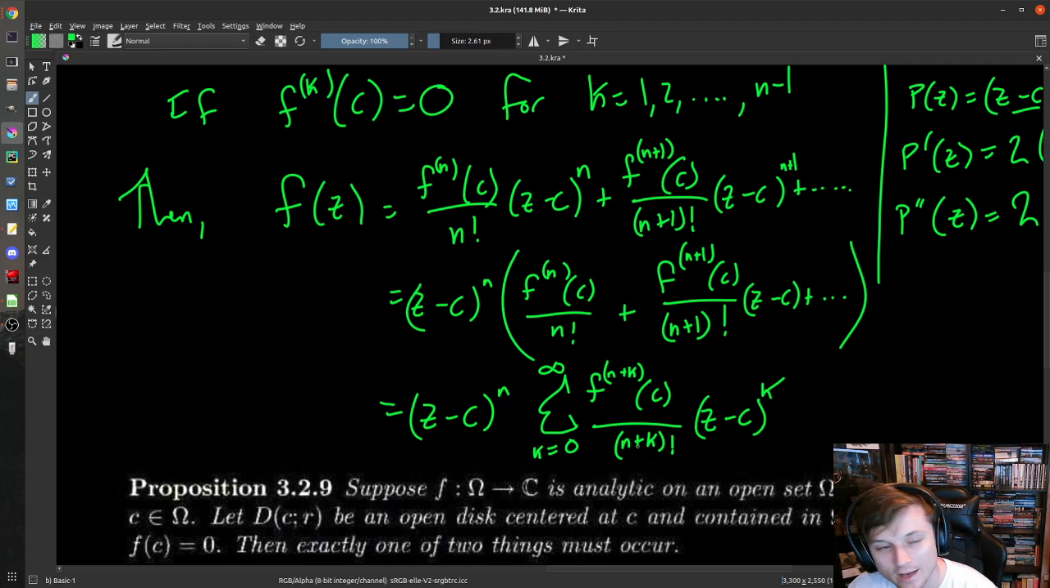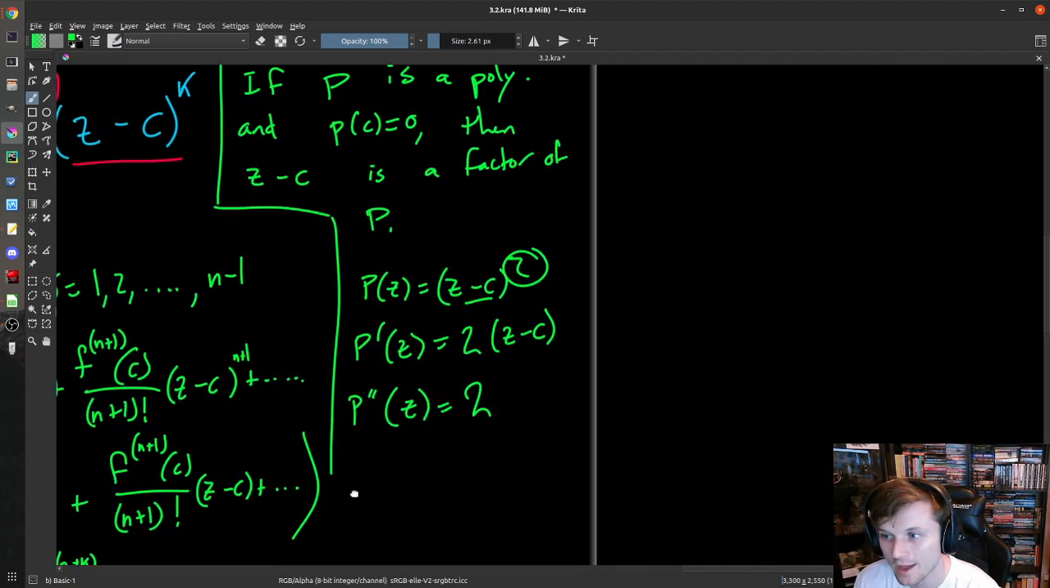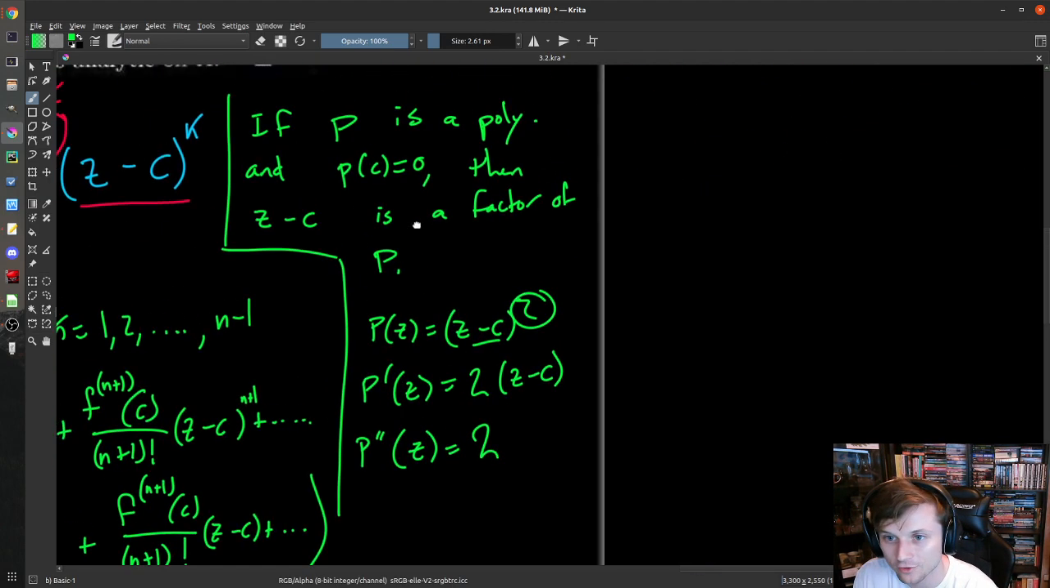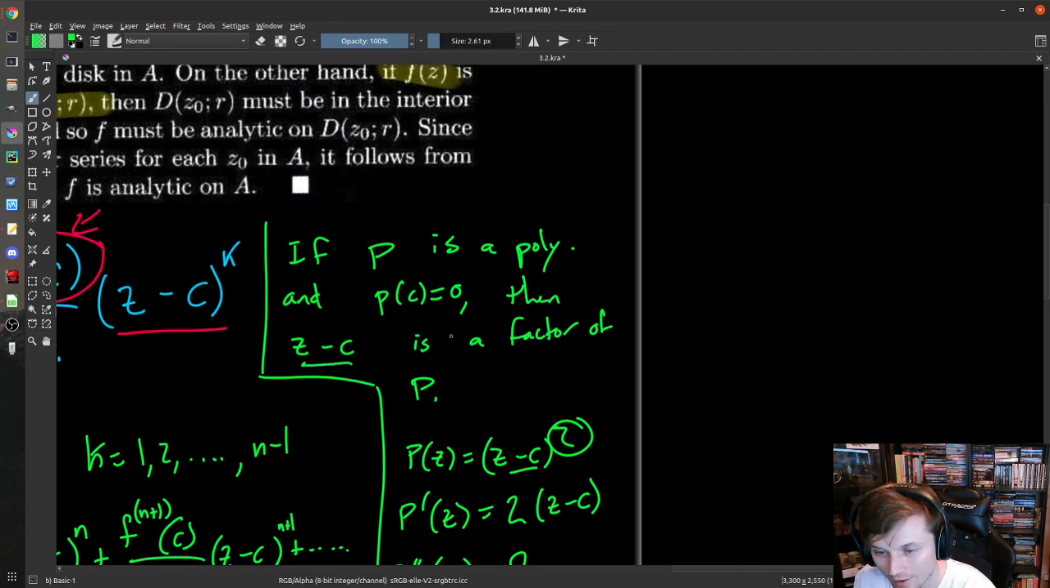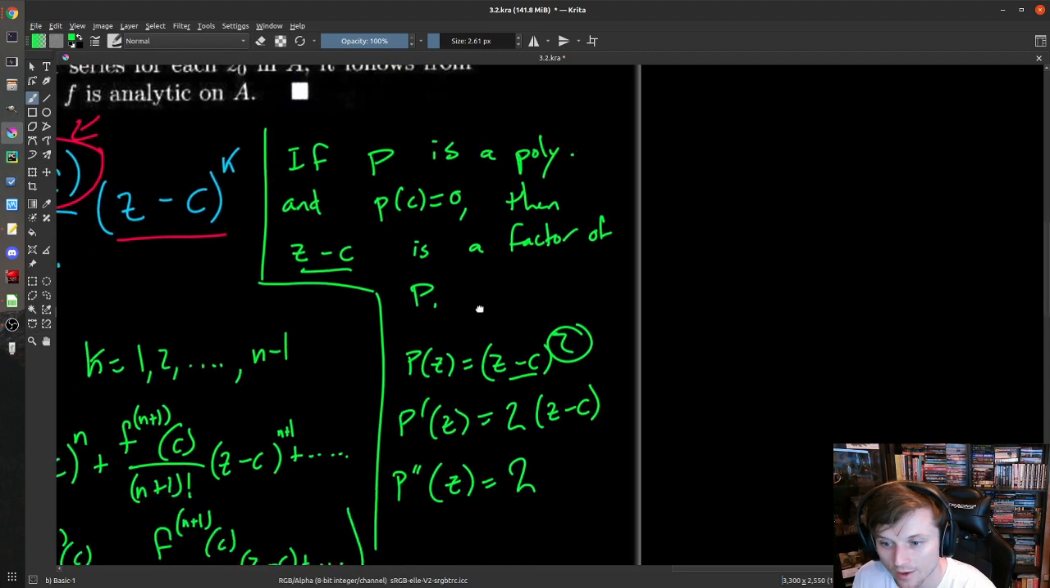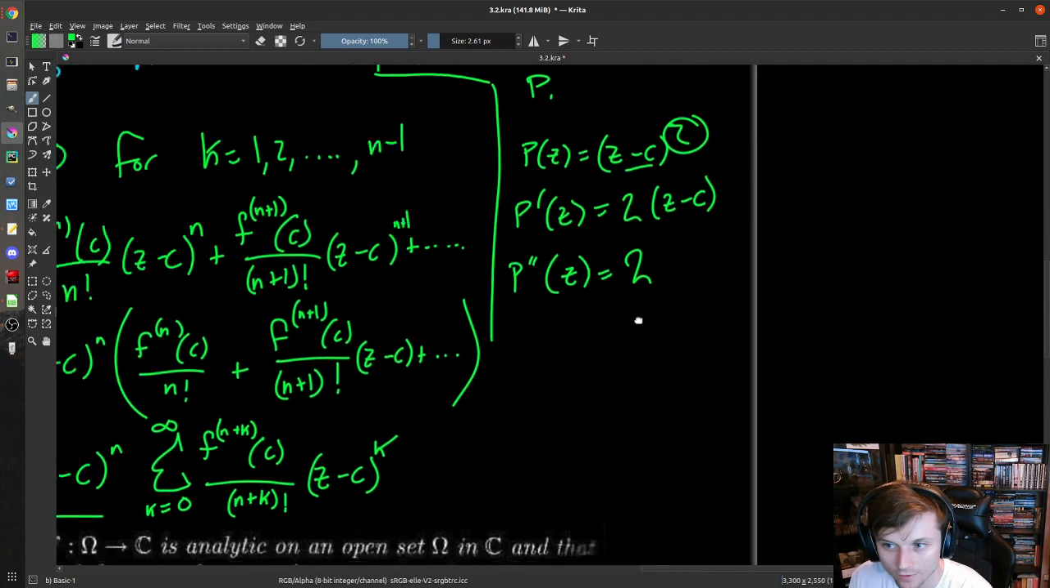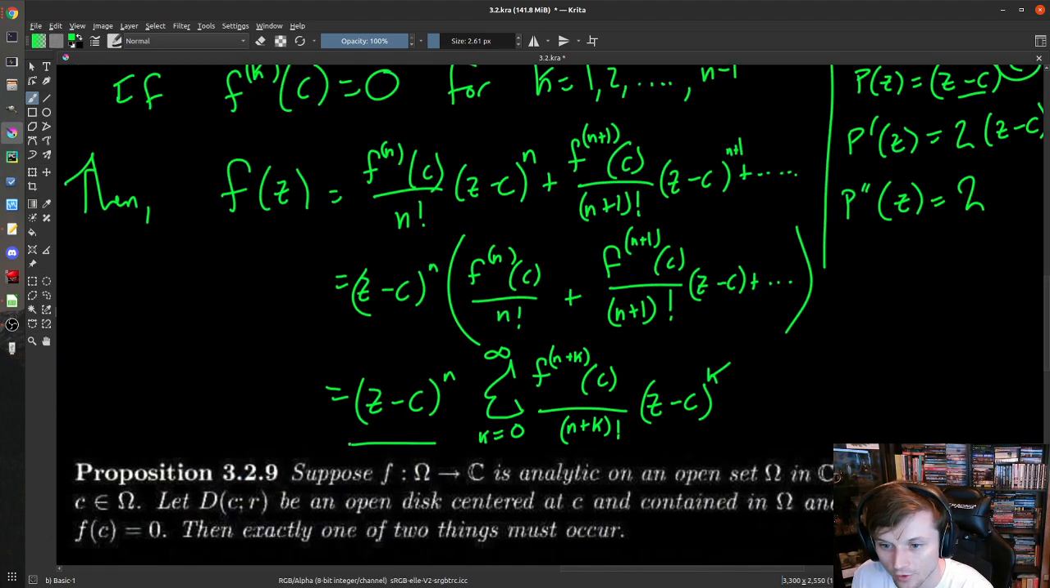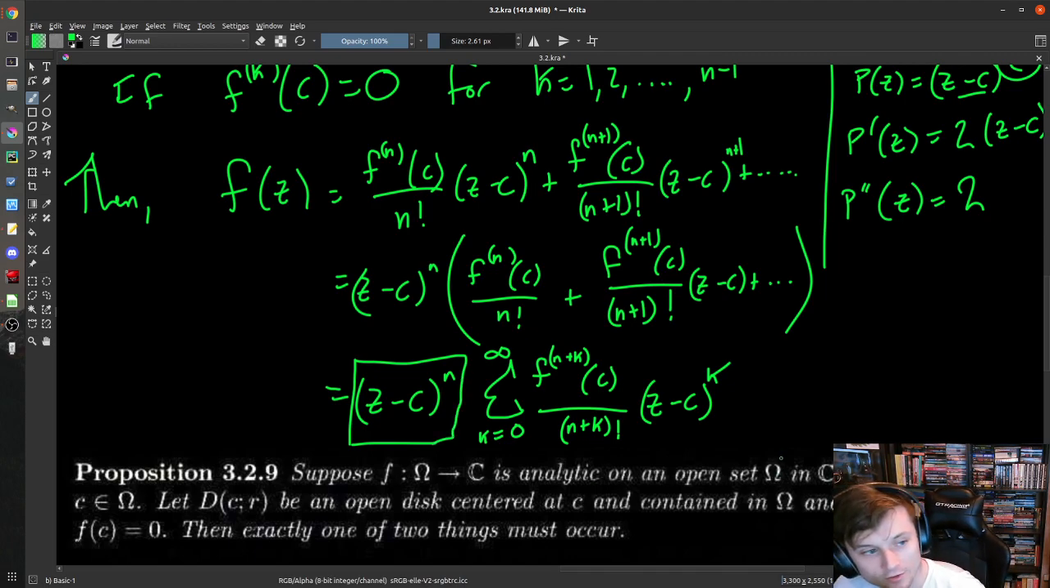And what I've obtained is another power series. And I've extracted this as a factor, exactly like I can extract z minus c as a factor from a polynomial that has c equal to 0. I can also extract it from the derivatives and so on, right? So this is kind of cool. It's pretty obvious if you just bring things out. It's nothing remotely fancy at all.